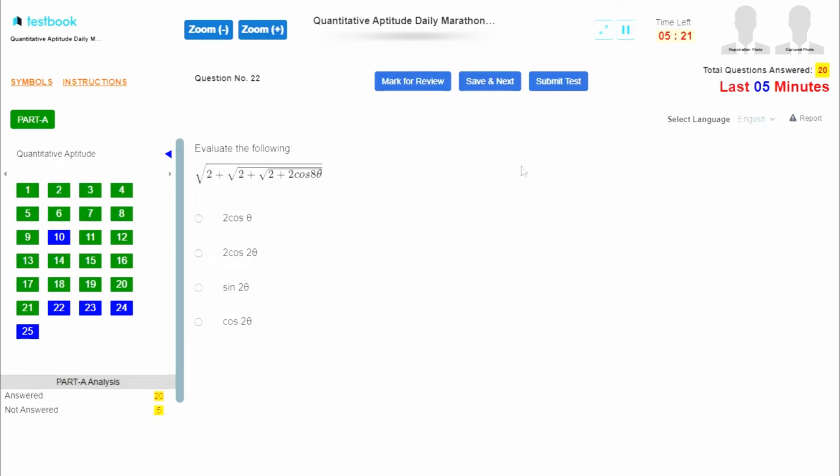One plus cos theta. So cos 2 theta, 1 plus cos 2 theta is 2 cos square.